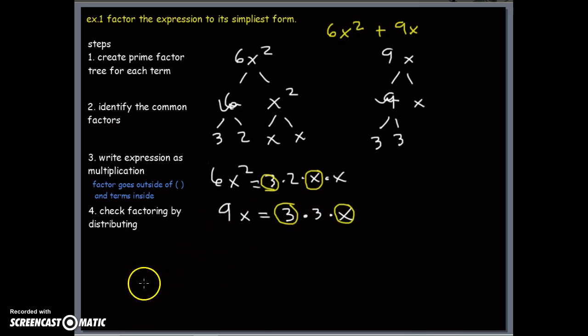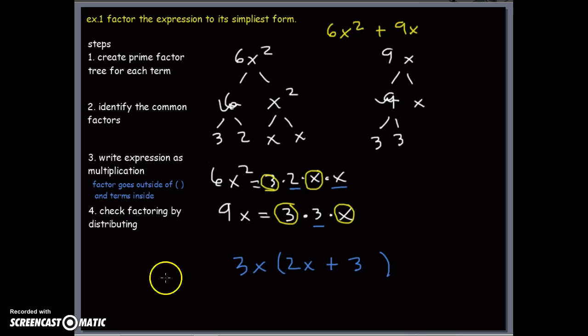So we can rewrite the expression as 3x, so it's been factored out, and then in parentheses we're going to leave what's left after we factored out the 3x. For 6x squared, what's left after we factor the 3x out? It looks like it's just a 2 and an x. That gives us 2x. And then for 9x, what's left after we factor out 3x? It's just a 3. So we get the expression 3x times 2x plus 3.